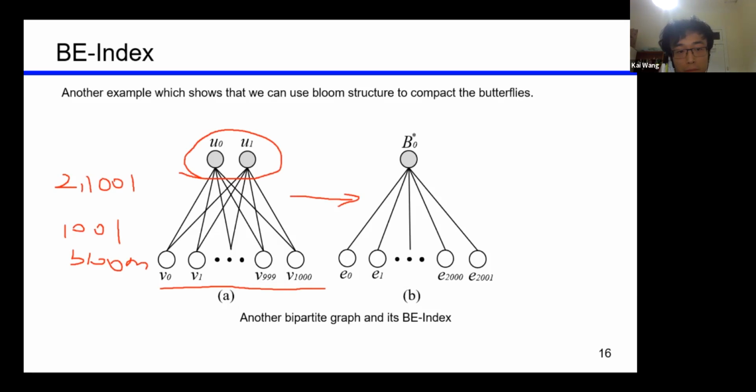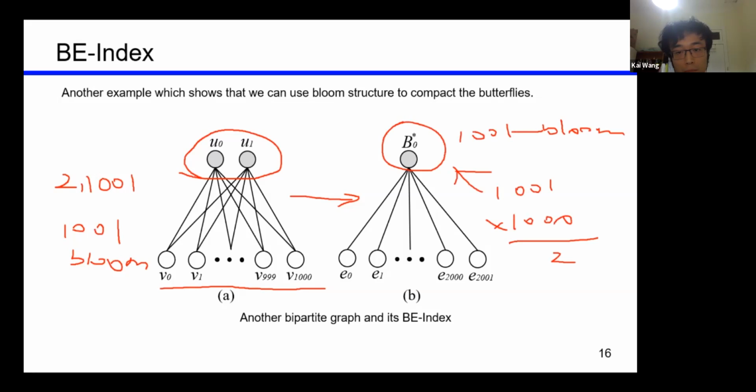So when we construct the Bloom edge index, this graph has only one Bloom, which is B0, a 1001 Bloom. And we will connect this Bloom to these edges in this graph. And this Bloom contains 1001 times 1000 divided by 2 butterflies. We can see that we have compacted those butterflies into only one Bloom.